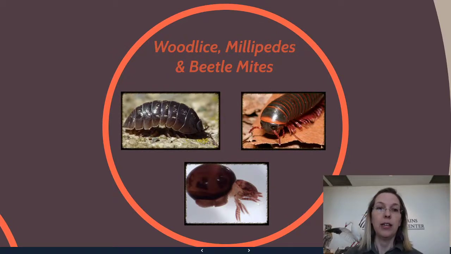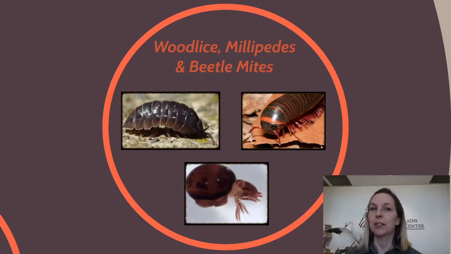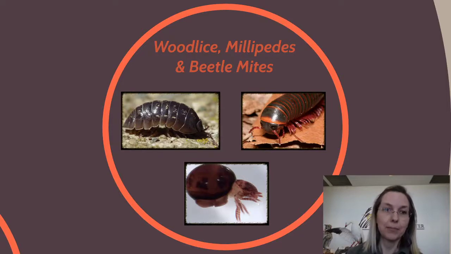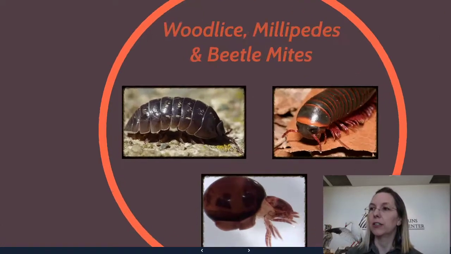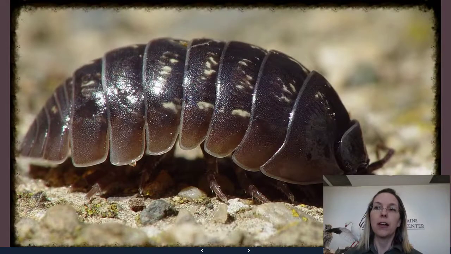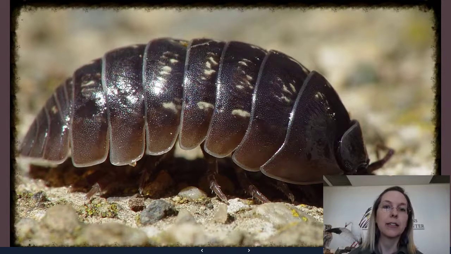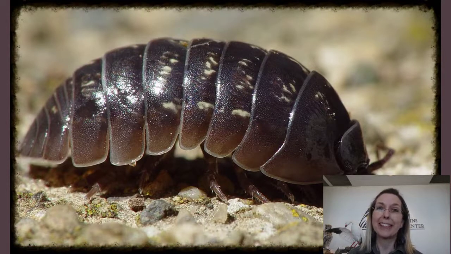So next in this level are isopods. So this would be woodlice, millipedes, beetles, millipedes and beetle mites. So an isopod is a crustacean. So these roly-polies here, they are crustaceans, and that means they're really closely related to lobsters and crayfish. So they have gills on their belly. They have to be moist to breathe.